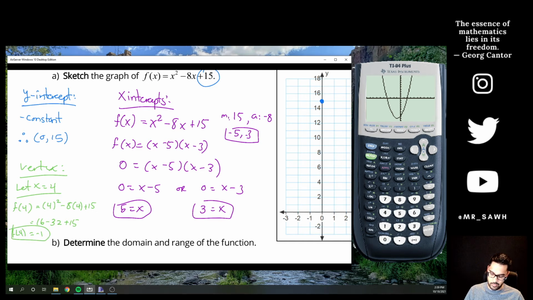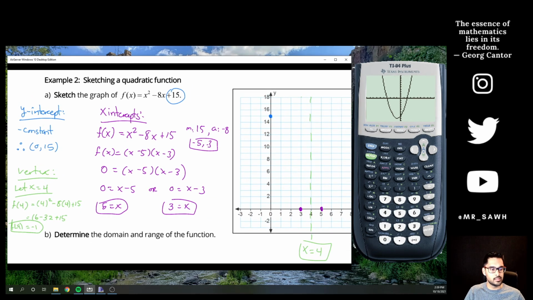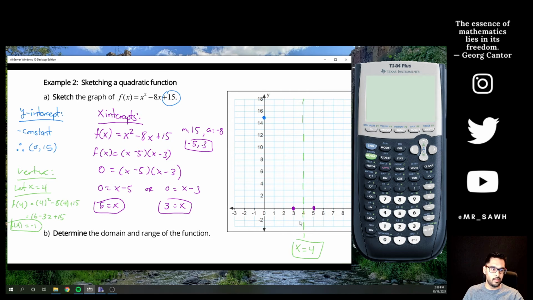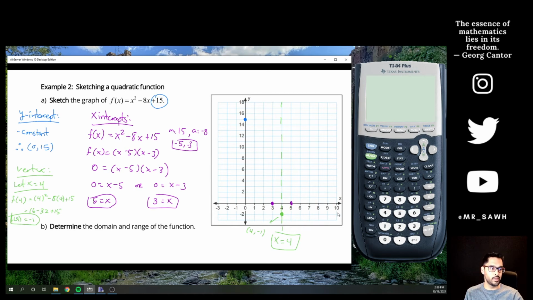Okay, so now I know what my vertex is. When x happens to be 4, that y value that goes with it is minus 1. So there's my vertex at 4, negative 1. So I've got my 4 important points: the 2 intercepts in purple, my y-intercept in blue, the vertex in green. I've got enough to draw the graph. And again, it's just a sketch to see the shape of it, so it does not need to be perfect at all.